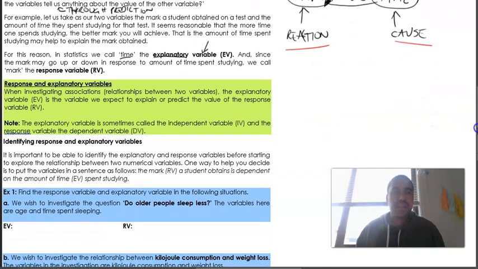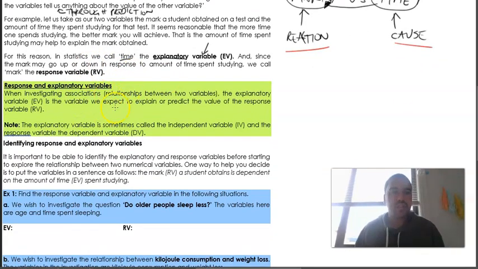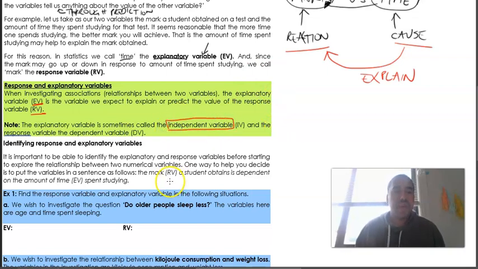And this green part here, when investigating associations or relationships between two variables, the explanatory variable, which we put as EV for short, is the variable we expect to explain or predict the value of the other one, or the response, the RV. One, the cause, will then explain the reaction or the response. The explanatory variable is sometimes called the independent variable. It's independent. And the response variable is called the dependent variable.